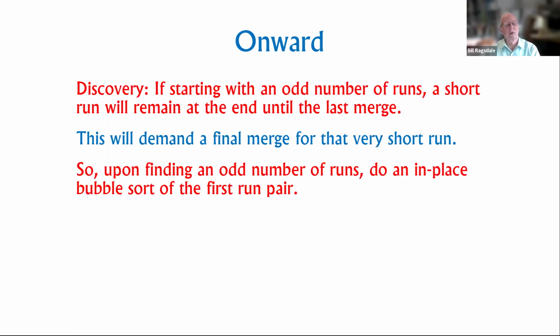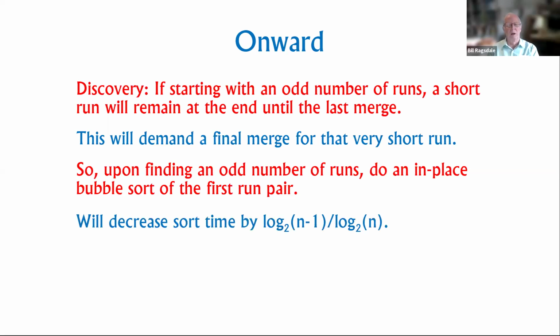So one solution for this is that if you make one pass through the entire matrix doing a merge sort and find that odd run at the end, then come back and do an in-place bubble sort on the first run pair. That first run pair is likely only to be 5 or 10 rows. Merge those first 2 runs together into one. Now we have an even number of runs, and we save that last odd run, and we reduce the number of runs by 1. The time sort will decrease by the log to the base 2 of n minus 1 over log to the base 2 of n.